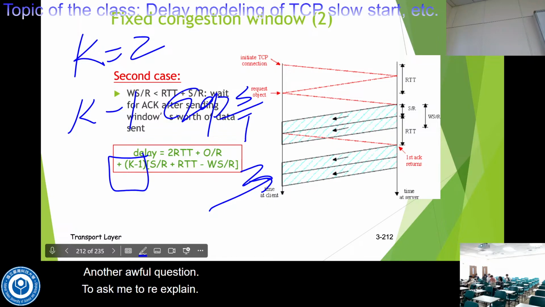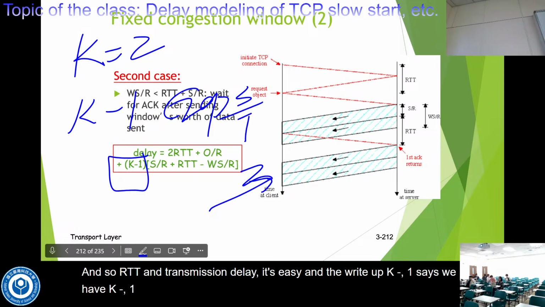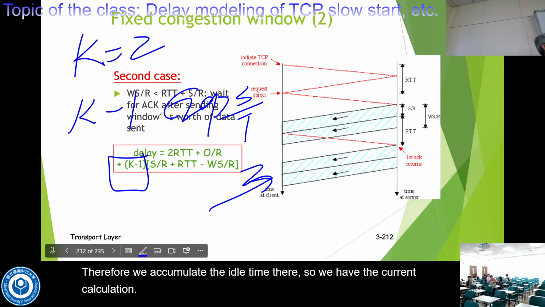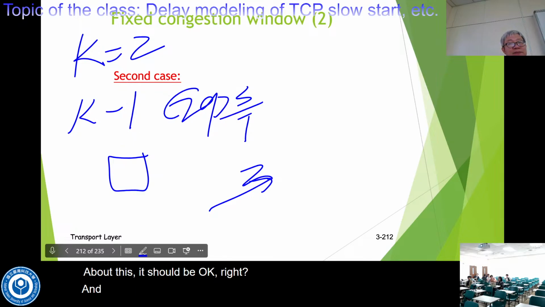And fundamentally, the duration for the gap should be okay, right? It's easy. RTT and transmission delay are easy. And right now, K minus 1 says we have K minus 1 times of idle. Therefore, we accumulate the idle time there. So we have the current calculation. About this, it should be okay, right? And let us get back to this one.